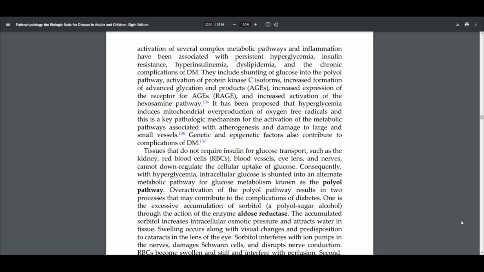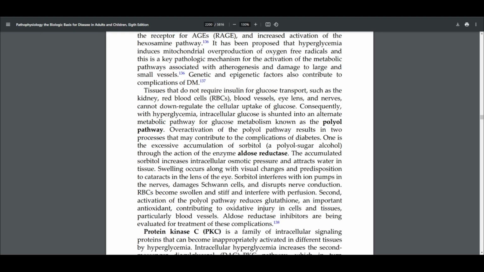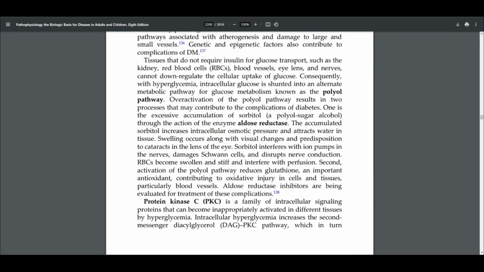Tissues that do not require insulin for glucose transport, such as kidneys, red blood cells, blood vessels, eye lens, and nerves, cannot downregulate the cellular uptake of glucose. Consequently, with hyperglycemia, intracellular glucose is shunted into an alternate metabolic pathway for glucose metabolism, known as the polyol pathway. Overactivation of the polyol pathway results in two processes that may contribute to the complications of diabetes. One is excessive accumulation of sorbitol through the action of the enzyme aldose reductase.